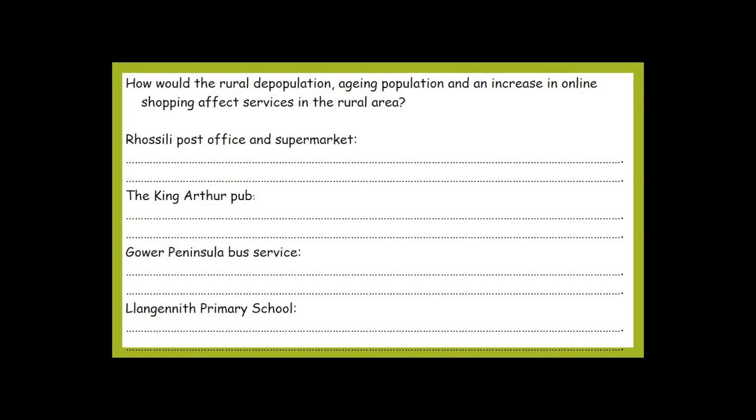And Llanganeth Primary School. In a lot of rural areas, each village has its own little primary school. You might see on the news sometimes that there might only be 12 children going to some of these countryside primary schools. That's very, very expensive to run. And as more and more young families are moving out of the countryside, it means that fewer and fewer children are going to these schools, and therefore the schools aren't going to be able to run anymore. Those local primary schools are going to shut, and that's going to leave a lot of teachers without jobs.